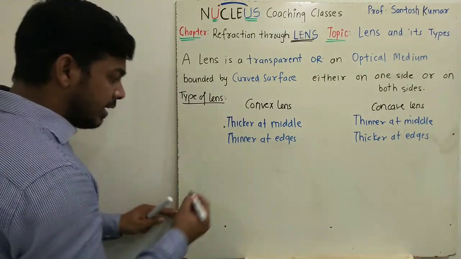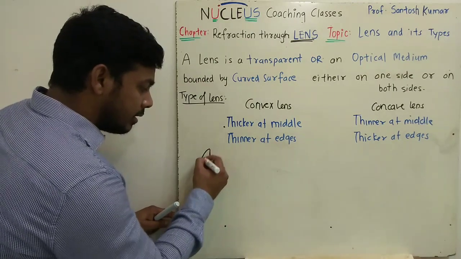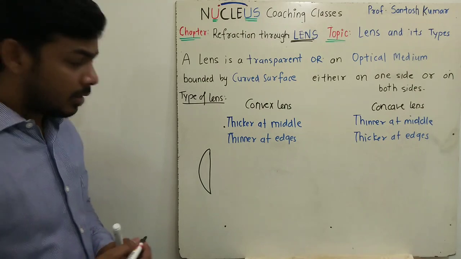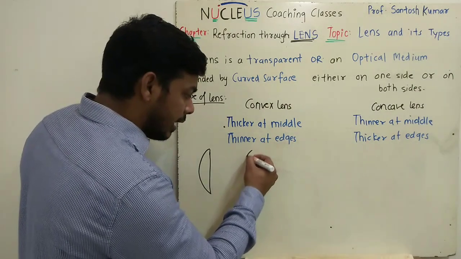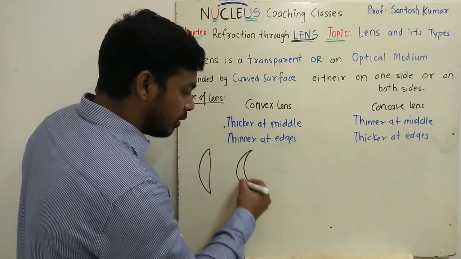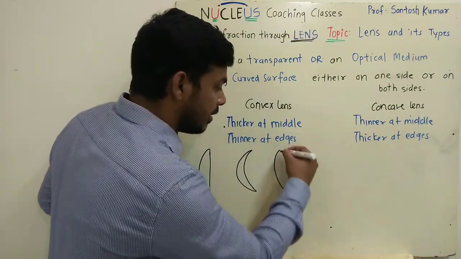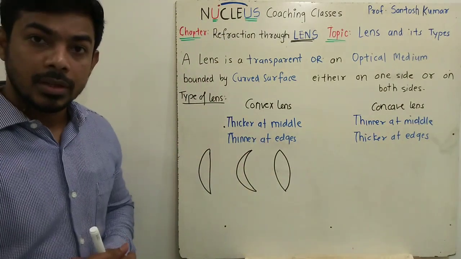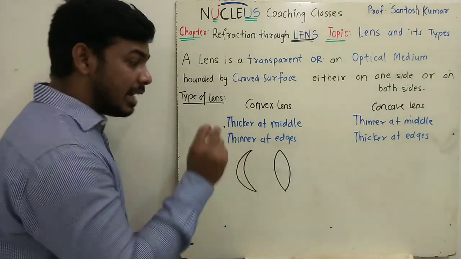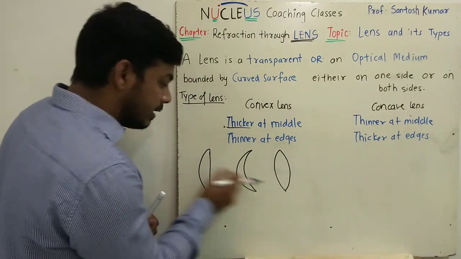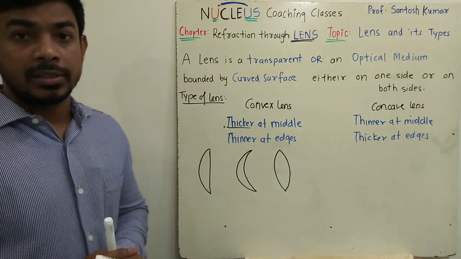Here I will take one of the surfaces as plane, and the other surface as convex. In the second case I will take one surface as concave and one surface as convex, or I can take both the surfaces convex. Can you see? Now in all the three lenses, you can see these lenses are thicker at the middle and thinner at the edges, so they are all convex lenses.